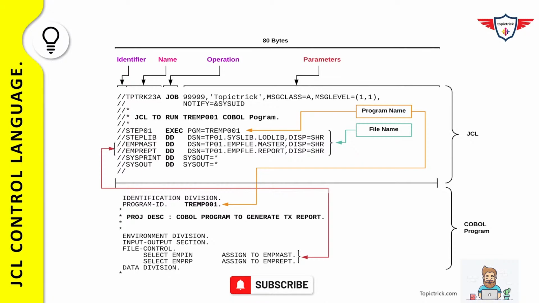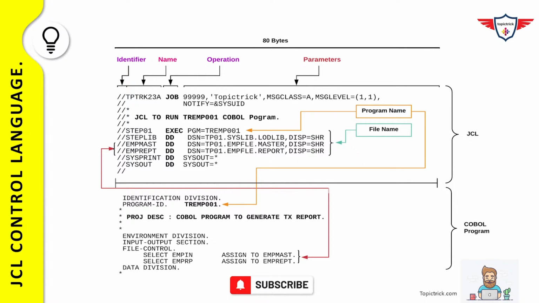After that, you have a DD statement, STEPLIB. STEPLIB is used to specify the library where the load module is residing. We're going to discuss that later in the section in detail. For now, just remember that the system will pick the load module from this particular library. After that, you have DD statements EMPMAST, that is the employee master file, and EMPREPT, that is the employee report. So these are the two files.